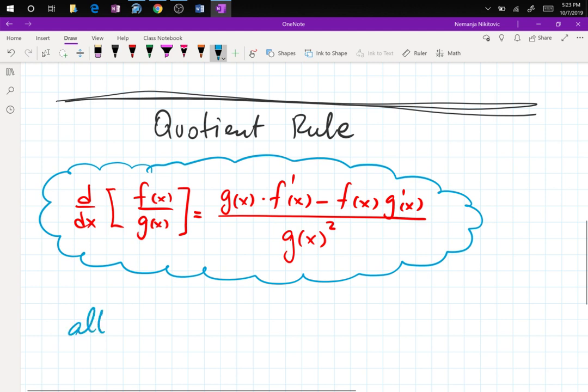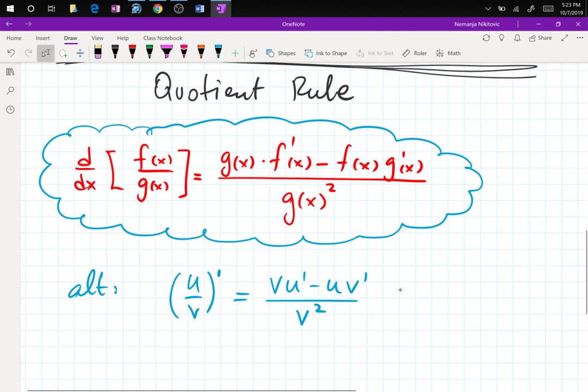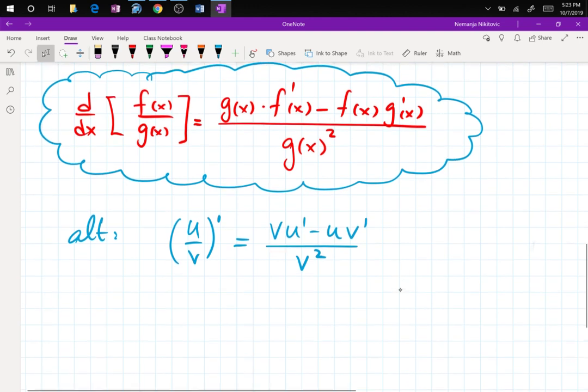If you want the alt, that's going to be the derivative of, let's just put primes everywhere. U over v prime is vu prime minus uv prime divided by v squared. We have about 10 minutes left, so we can do the examples in peace.